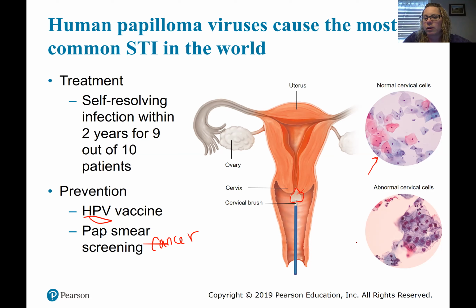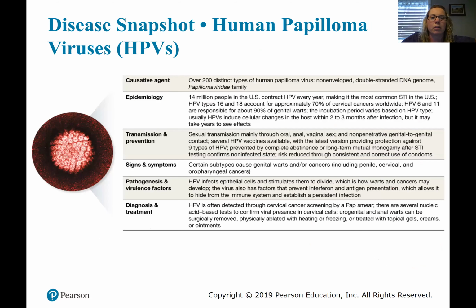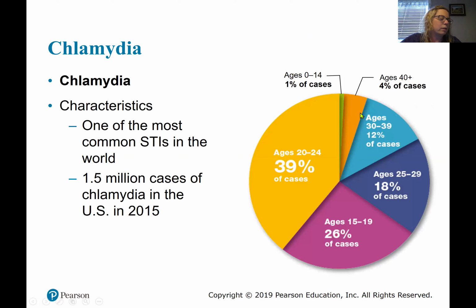If it's normal, they look like that. If they're abnormal, they will do some follow-up, and the abnormal cells there would indicate that there is a possibility that there could be cervical cancer. Okay, so here's an instance where condom use is helpful. Next one, we'll move into the bacterial diseases.